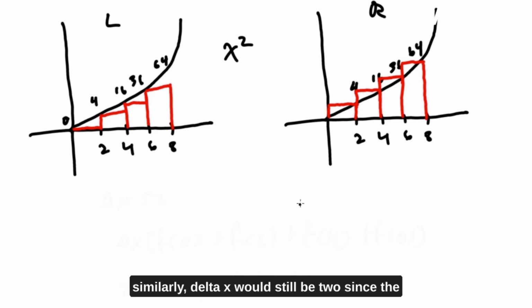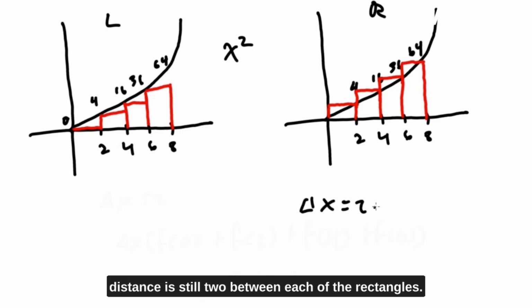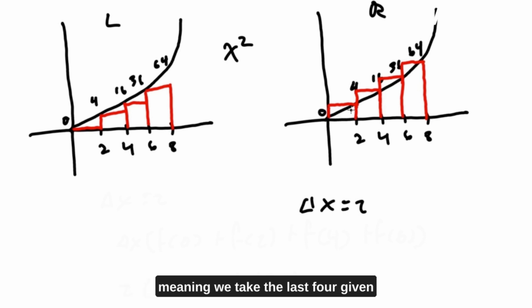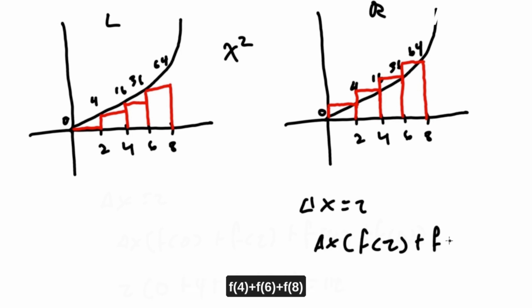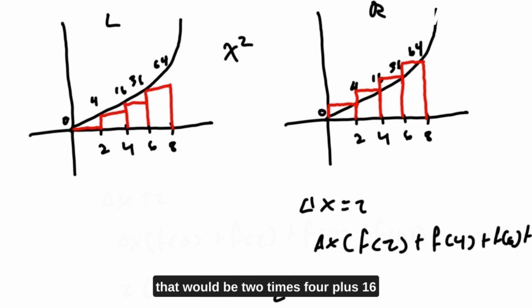Now, look at the graph on the right. Similarly, delta x would still be 2, since the distance is still 2 between each of the rectangles. Now we're using right endpoints to evaluate, meaning we take the last 4 given points of the subintervals, right? So here it would be delta x times f of 2 plus f of 4 plus f of 6 plus f of 8. And that would be 2 times 4 plus 16 plus 36 plus 64, which gives us 240.